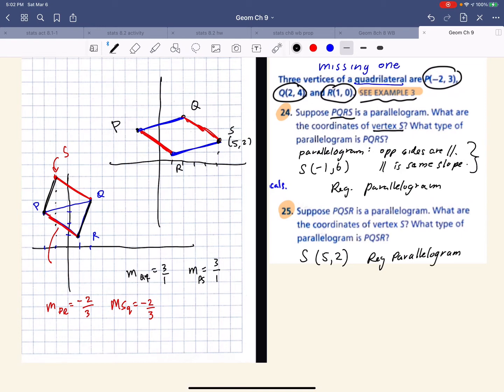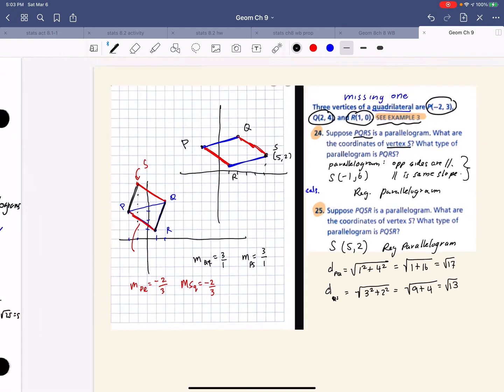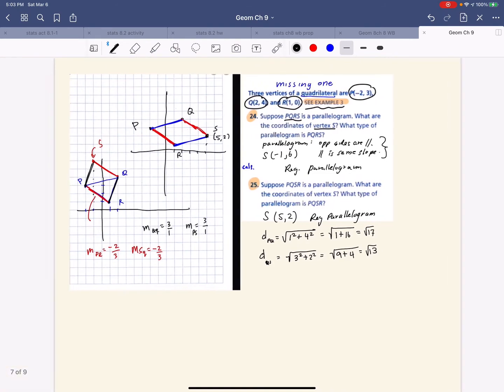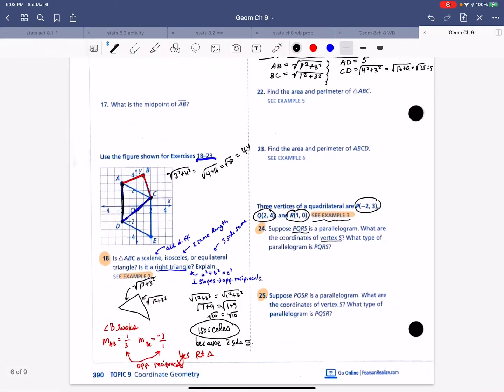I could prove it mathematically, because the distance of PR is equal to the square root of 1 squared plus 4 squared, and the distance of QS is the square root of 3 squared plus 2 squared. So I don't think that's the same number. This is the square root of 17, and this is the square root of 13. Yeah, so those are different lengths. So it's definitely not a rectangle or a rhombus. Okay, nice. So what else we got here?